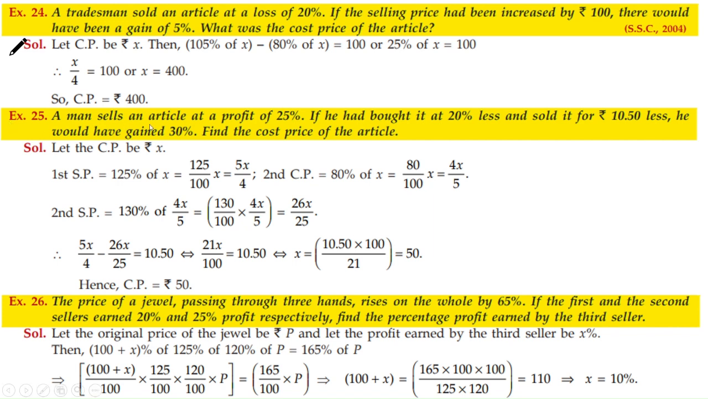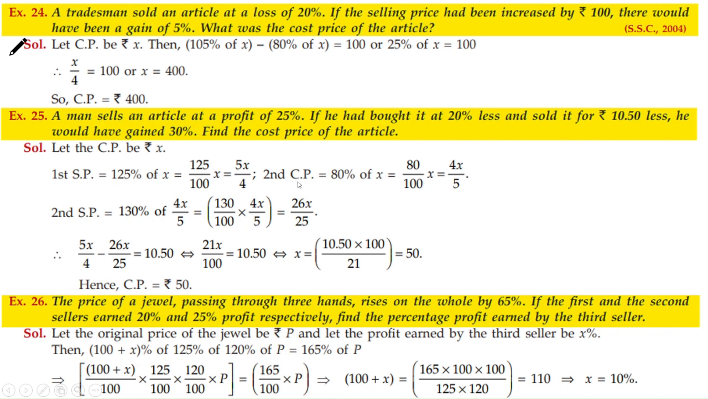A man sells an article at a profit of 25%. If he had bought it at 20% loss and sold it for rupees 10.50 less, he would have gained 30%. Find the cost price of the article. Now let the cost price be rupees x. First selling price equals 125% of x, which equals 125 by 100 x, which equals 5x by 4.